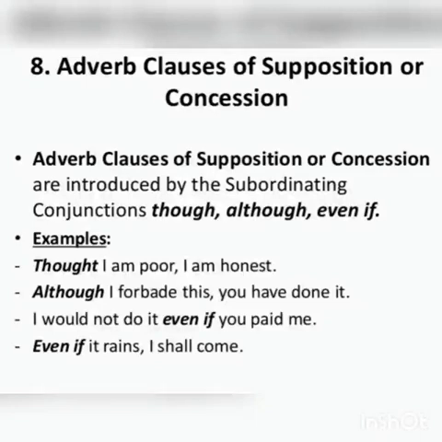Though I am poor, I am honest. Here the main clause is I am honest. The subordinate clause is though I am poor. It is an adverb clause of concession, modifies the verb am in the main clause. Adverb clause of concession is mostly introduced by subordinating conjunctions although, though, even if, even though, etc.